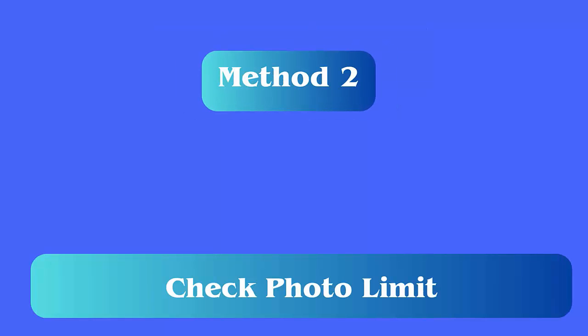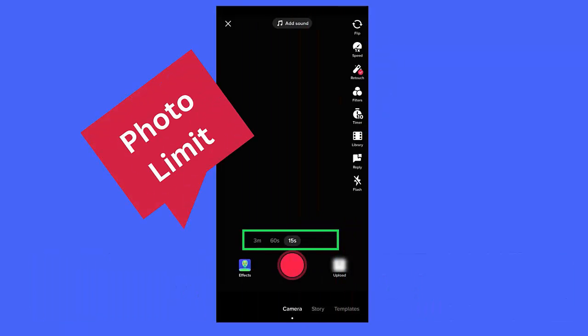Method 2. Check photo limit. There is a limit to using the photo swipe feature where only 10 photos are allowed to upload. When you try to upload more than 10 pictures, the photo swipe feature may not work. So make sure the limit does not exceed.